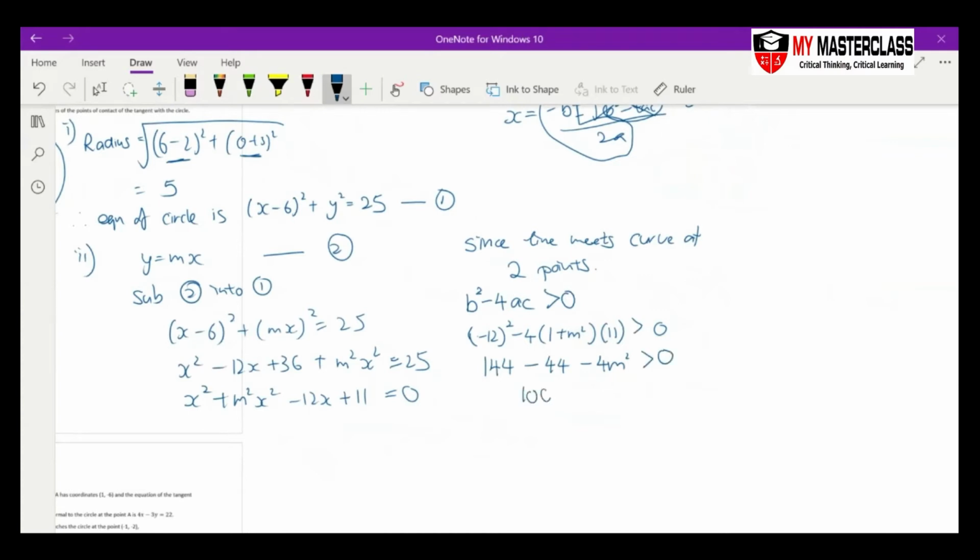Then I'll have 100 minus 4m squared greater than 0. The next right thing to do is to divide by what? Not just 4. Try to do quadratic inequality, right, with positive quadratic. So this is minus 4 m squared. We should divide by negative 4. And when we divide by negative 4 on both sides, right? Okay, so this will become m squared minus 25. The sign must flip.